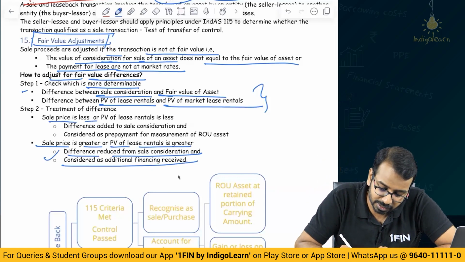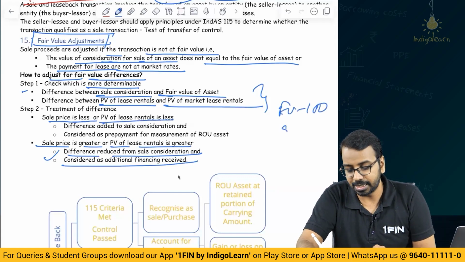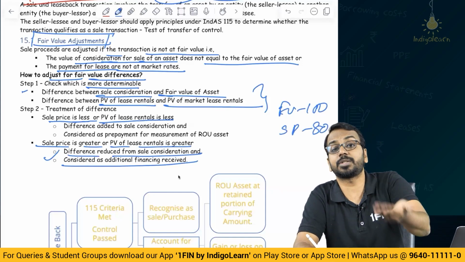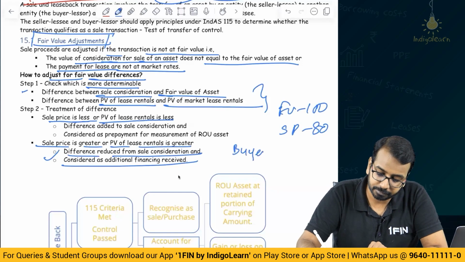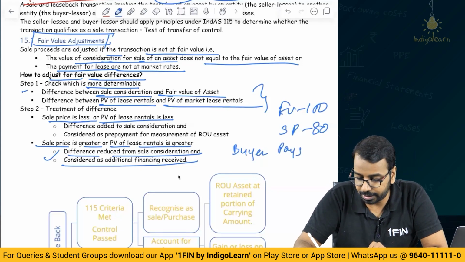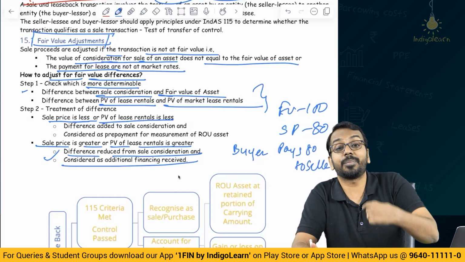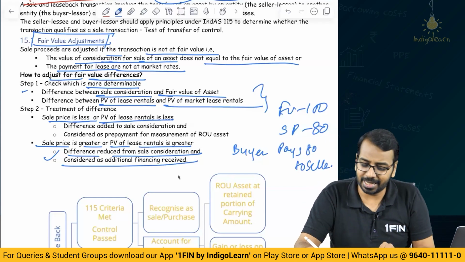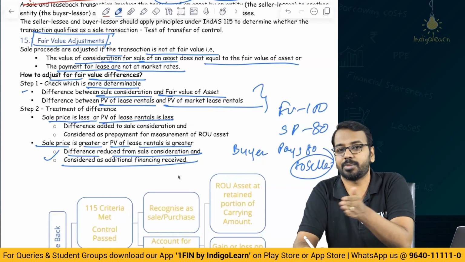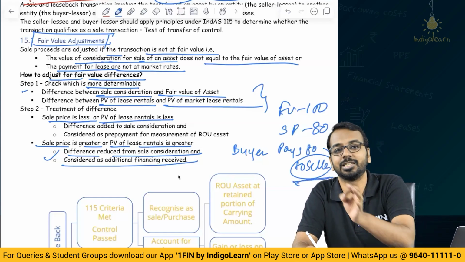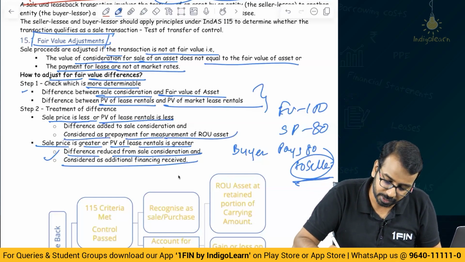If the sale price is less, or the present value of lease rental is less, meaning to say fair value is 100 and selling price is 80. Why will someone sell at a lesser price? Because subsequently we want to reduce the rental. So what happens is the buyer has paid 80 to the seller. Actually the buyer should have paid 100, but has paid only 80. Can I say indirectly 20 of benefit has been given by the seller to the buyer? Now the seller will subsequently become the lessee, and that lessee will get the benefit. So it is kind of a prepaid rental. So the difference is considered as prepayment for measurement of the right of use asset.